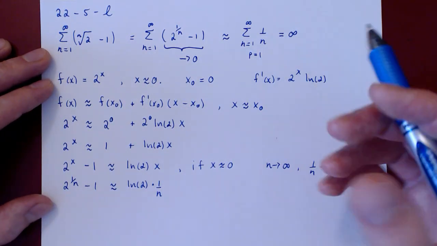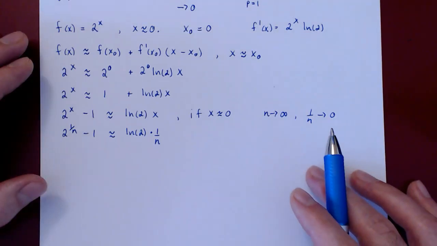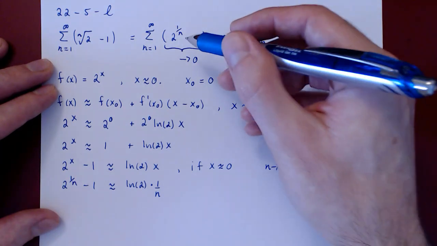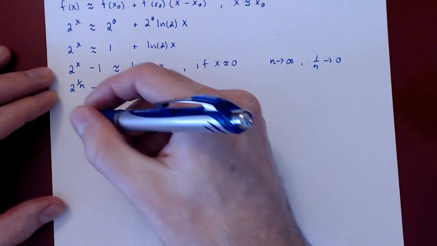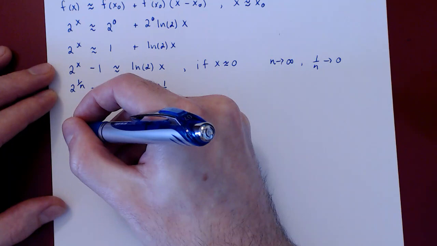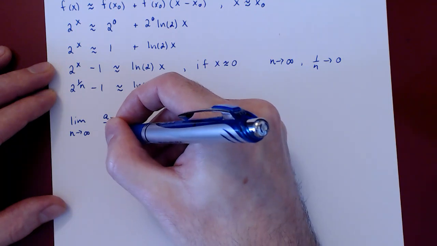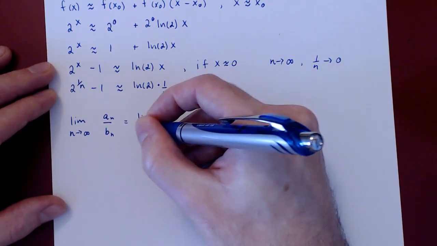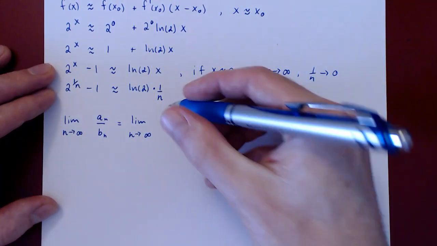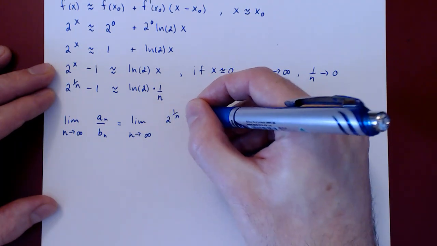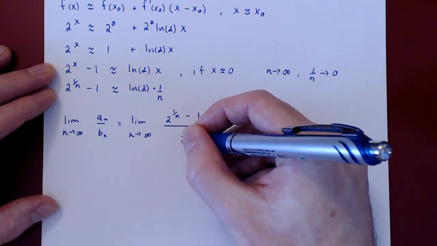All that remains now is to find the limit of the ratio of the terms of our sequence. So here, of course, Bn will be 1 over n, and An, the initial sequence, 2 to the 1 over n minus 1. So we now find the limit, as n tends to infinity, of An over Bn. So An, 2 to the 1 over n minus 1, over Bn, which we took as 1 over n.